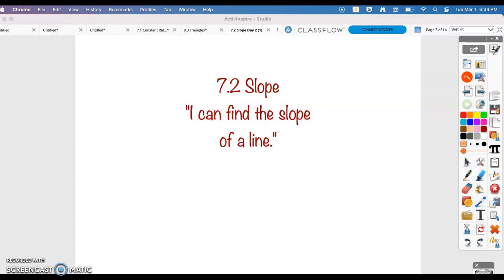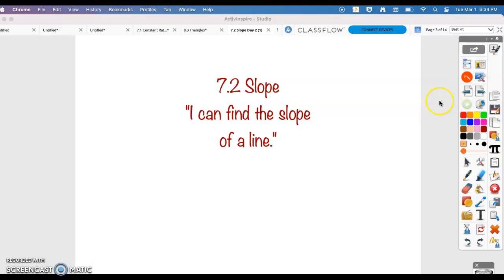Okay guys, so this is your 7.2 notes day 2. Yesterday we talked about slope and we found the slope of a line using a graph. We had been talking about this before in the last module, we just didn't call it slope. Remember, we called it the common difference, or we've been calling it the rate of change.